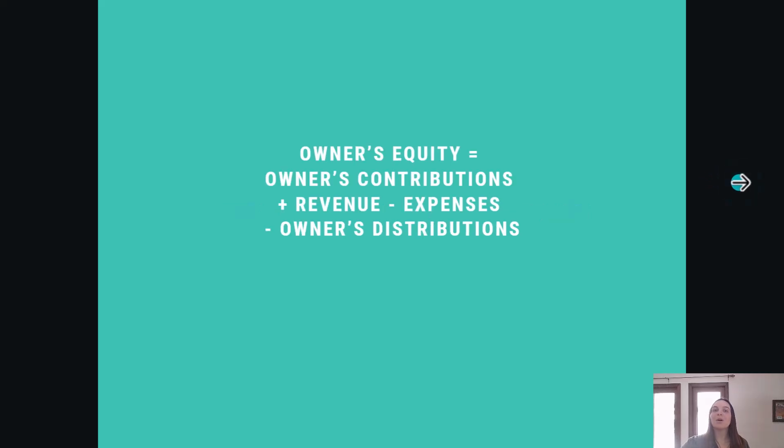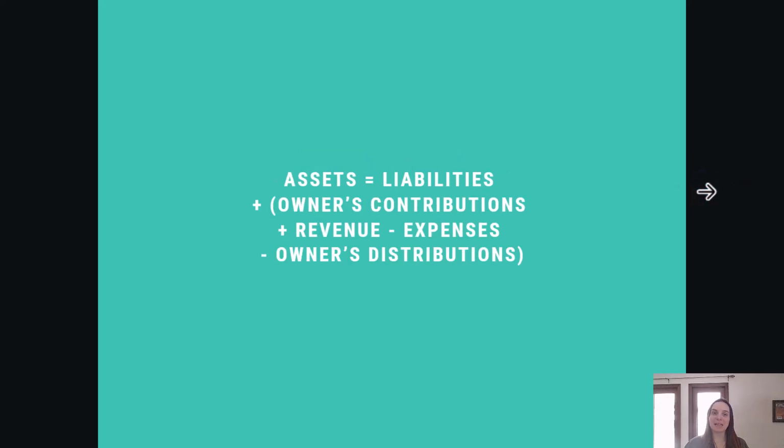Now, if you remember, owner's equity can be expanded to equal owner's contributions. Sometimes we just call this the owner's equity account, but I've broken it out to owner's contributions so you can see it separate. It's increased by revenue, it's decreased by expenses, and then it is decreased by owner's distributions, okay? So our expanded accounting equation is assets equals liabilities plus owner's contributions plus revenue minus expenses minus owner's distributions.